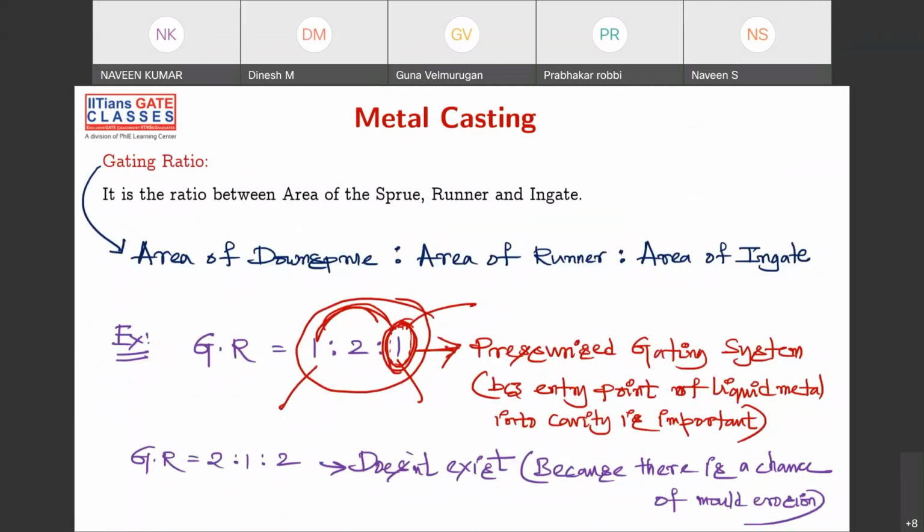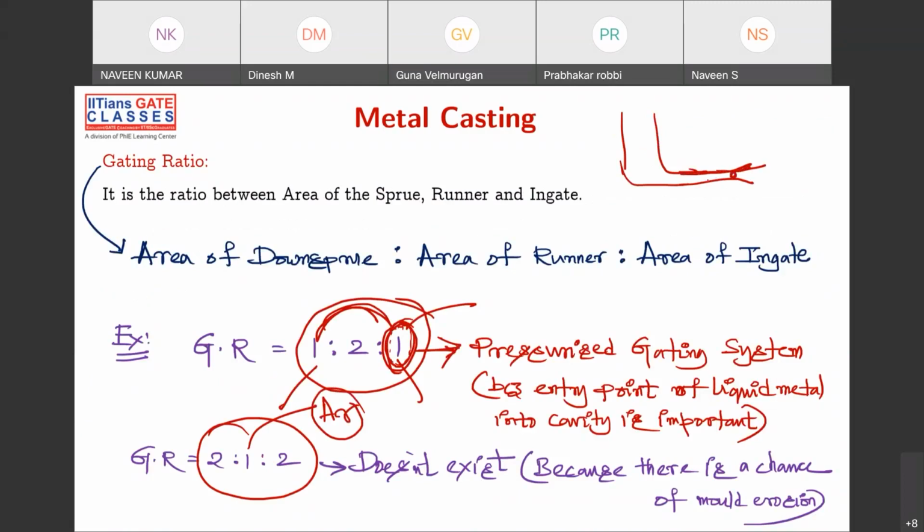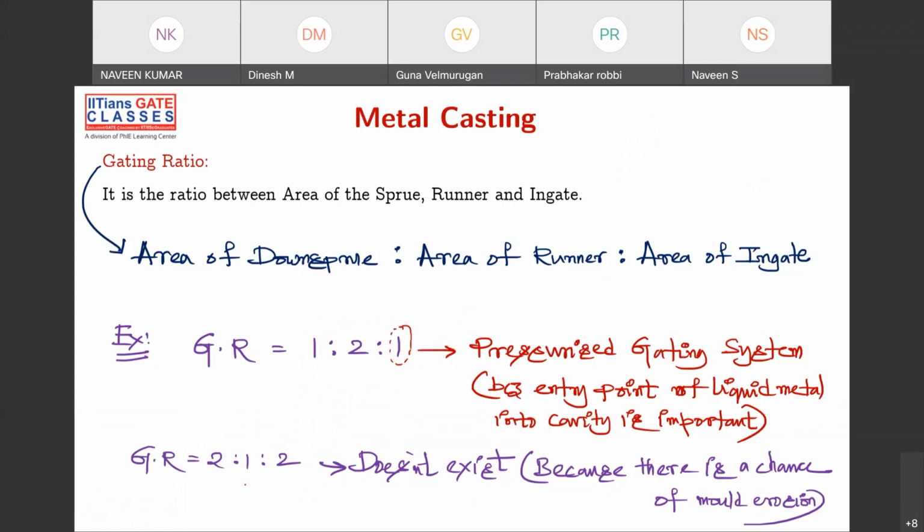Fine. So next, we have seen the gating ratio, all these things, and this kind of gating ratio doesn't exist. Why? If your runner area of cross section is less, your system will be like this. If the runner throat is happening here, liquid metal will come and destroy the sand particles here. So that's the reason why there is a possibility of erosion. Because of that, this kind of gating ratio, where the runner area of cross section or choke area at the runner cross section, is not allowed. It doesn't exist. It's not used in practice.